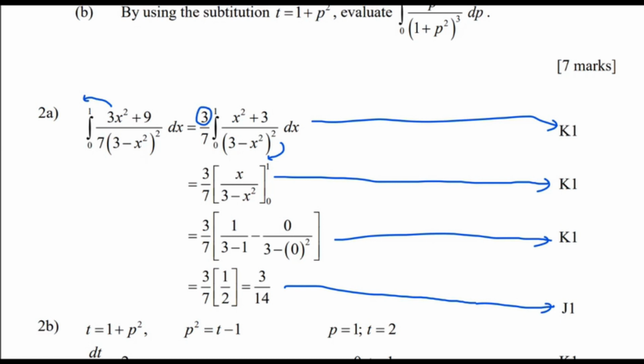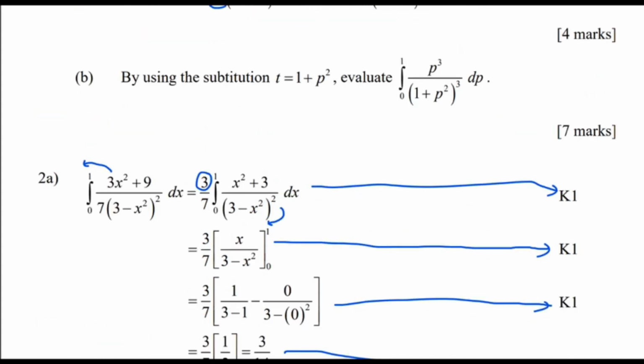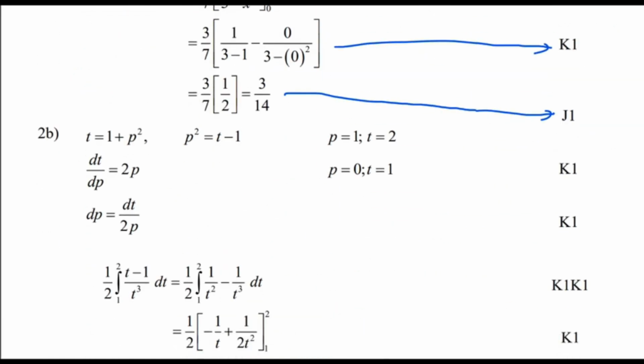Baik, question 2. By using substitution t sama dengan 1 tambah p square, dia suruh minta evaluate integration p cube over (1 plus p square) cube from 0 until 1. Baik, tengok. So kita gunakan substitution t sama dengan 1 plus p square. So kita differentiatekan dt/dp dapat 2p. Susun semula dp sama dengan dt over 2p.